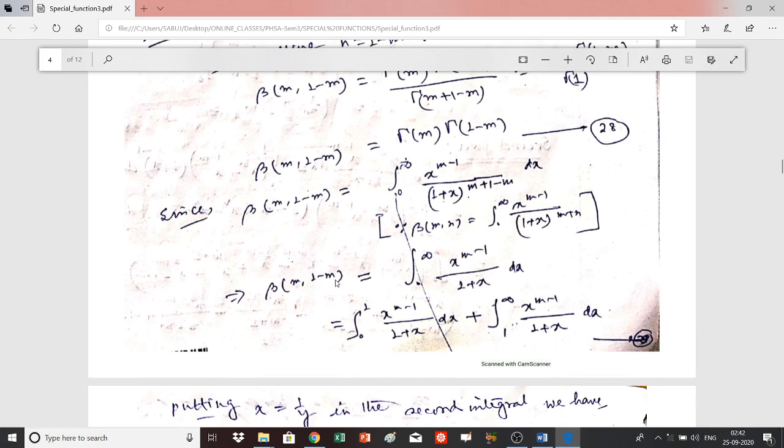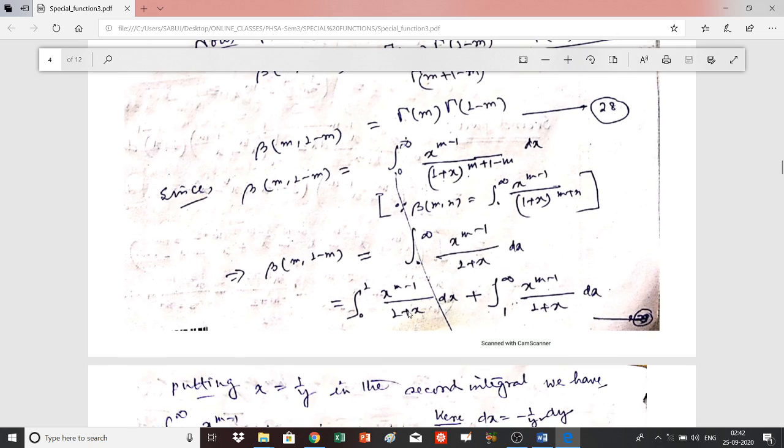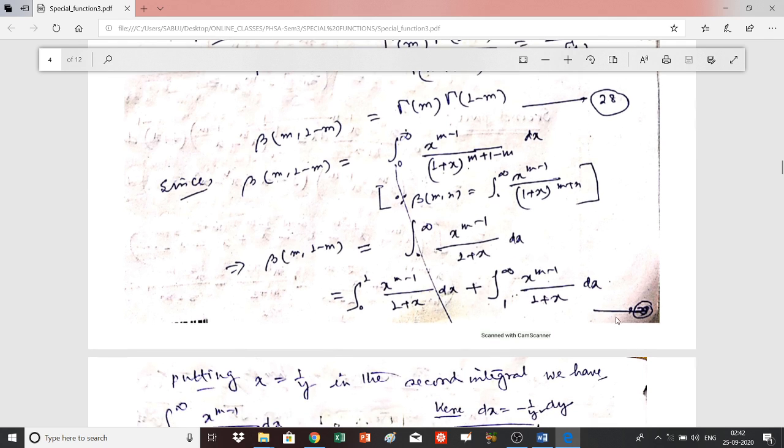So beta m, 1 minus m is equal to the integral from 0 to infinity of x to the power m minus 1 by 1 plus x dx. And you can write this as follows: the integral from 0 to 1 of x to the power m minus 1 by 1 plus x dx, plus, because you are splitting the limits of integration in two parts. One is 0 to 1 and another is 1 to infinity. So that is the integral from 0 to 1 of this term plus the integral from 1 to infinity of this term. Okay. So this is equation number 29. Note it.